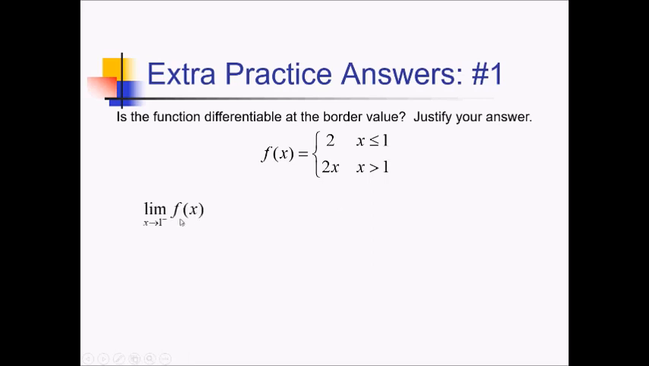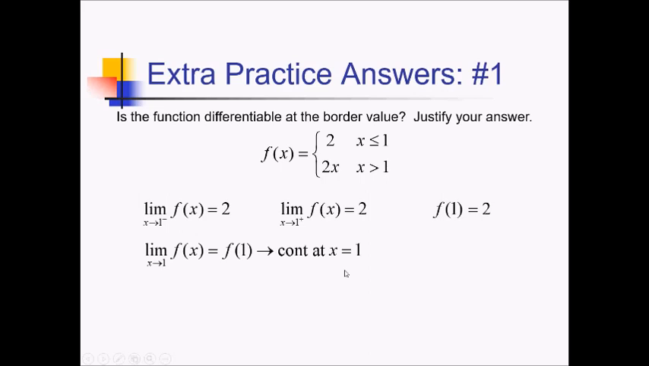Left side limit at 1 is just going to be this less than 1 function, so 2. And then the right side limit at 1, well, now we're using the greater than 1 rule, so that's going to be 2 times 1, which also happens to be 2. Function value, which we have to include for continuity, that's going to be the same as the left side rule, so 2 again. So we see here that the limit as x approaches 1 and the function value, they both exist and they equal each other. Therefore, our function is continuous at x equals 1.